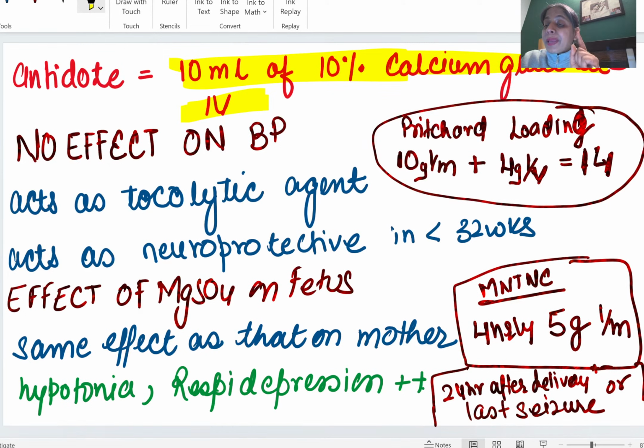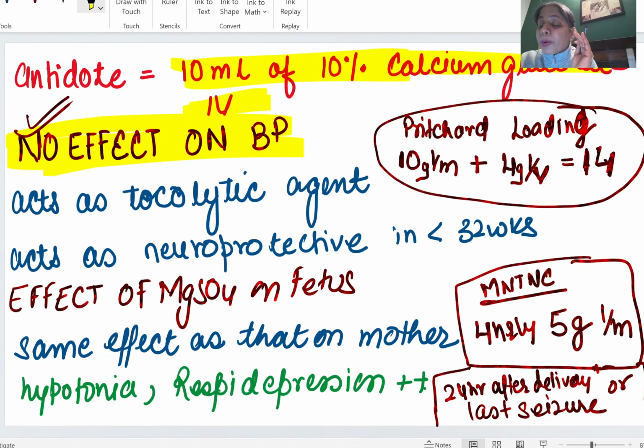Now they know that you are reading magnesium sulfate very well, so they ask questions from here also. Magnesium sulfate has no effect on BP. Our staff is always giving one drug, either magnesium sulfate or an antihypertensive, and we as consultants are in trouble with this staff behavior. So the examiner always asks: does magnesium sulfate lower the BP? No, magnesium sulfate has no effect on the BP. It is just a neuroprotective. It does not let the fits come.